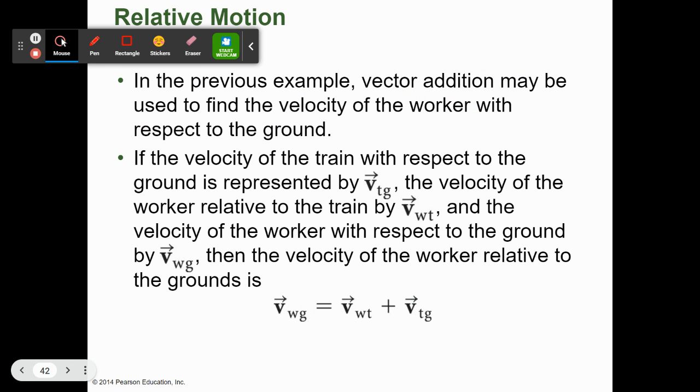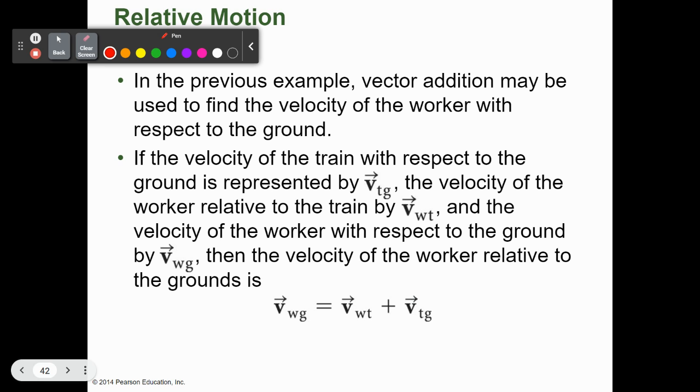Okay, and so those are pretty easy examples because we're talking about motion just in one direction. And it's all on that horizontal plane. It gets a little trickier when we start throwing in angles. So if the velocity of the train with respect to the ground is represented by VGT, this is where you got to pay attention because all of these subscripts mean something. So each one of them should be a little bit different.